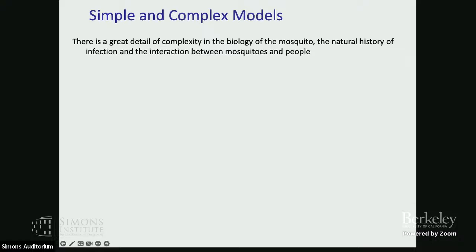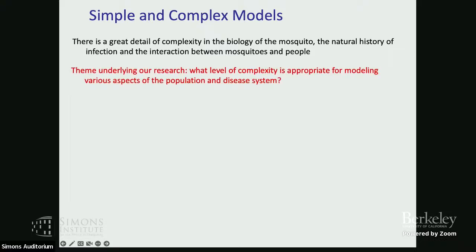And we'll talk a fair bit about this. There's a great deal of complexity in the biology of the mosquito, the natural history of infection, and the way that the mosquitoes and people interact. And so this always raises the question of how complex a model do you need? This has been one of the themes of the research in our group over the last 20 years: the appropriate level of complexity.